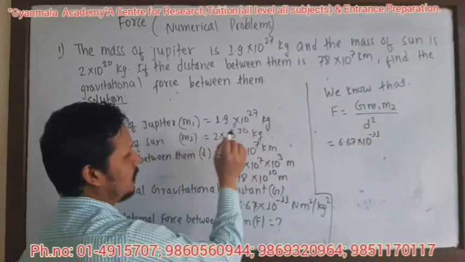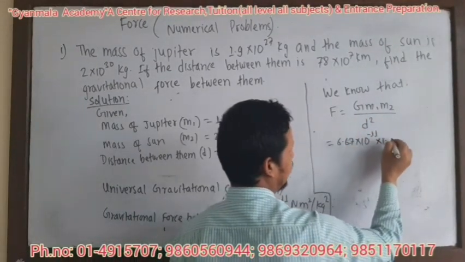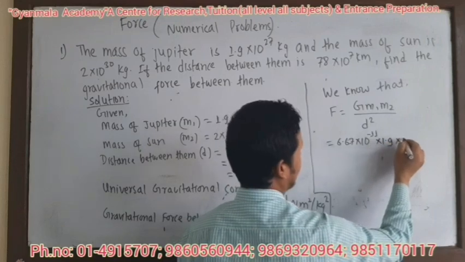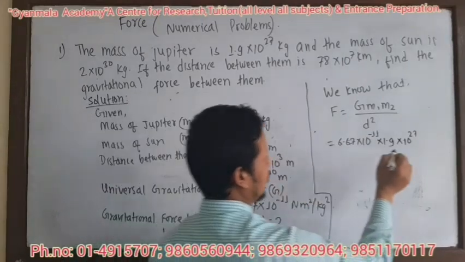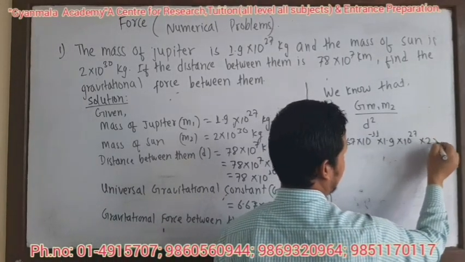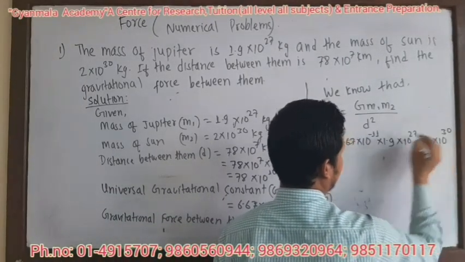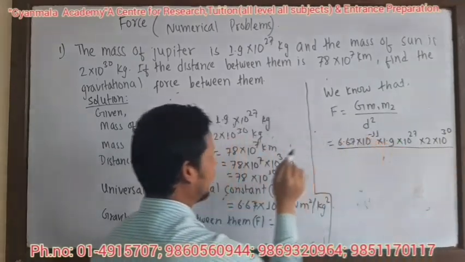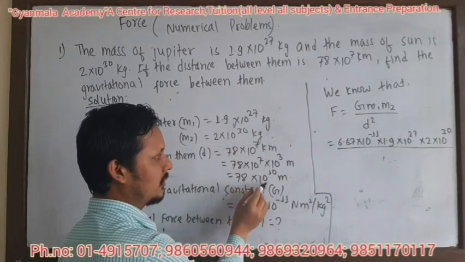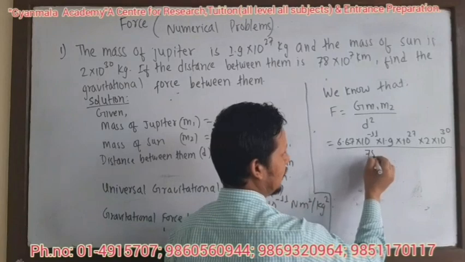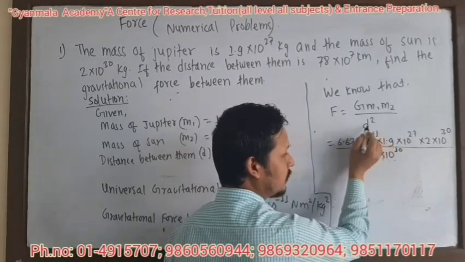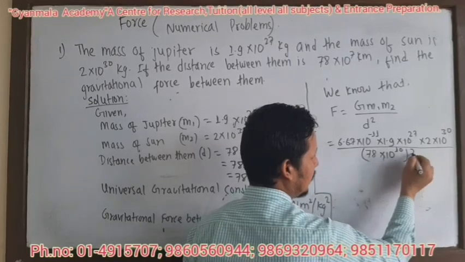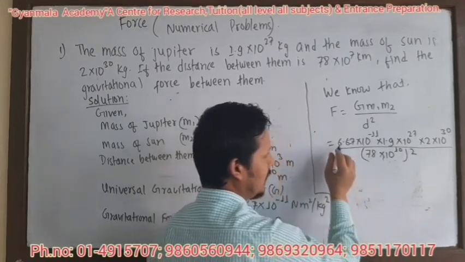Mass m1 equals 1.9 into 10 to the power 27, m2 equals 2 into 10 to the power 30. Now, the value of d is 78 into 10 to the power 10. That is d square, so we have to square the given numerical value. Now, you can directly solve.